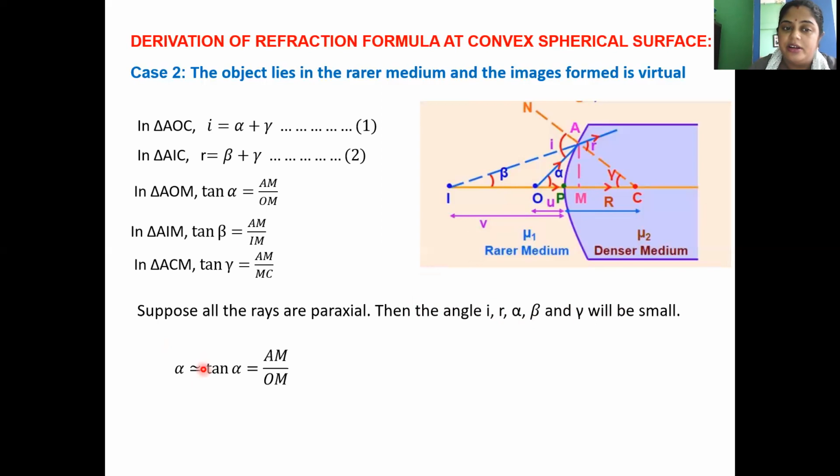See here that tan alpha can be written as alpha equal to M by OM. Tan beta can be written as beta equal to M by IM, and tan gamma can be written as gamma equal to M by MC.